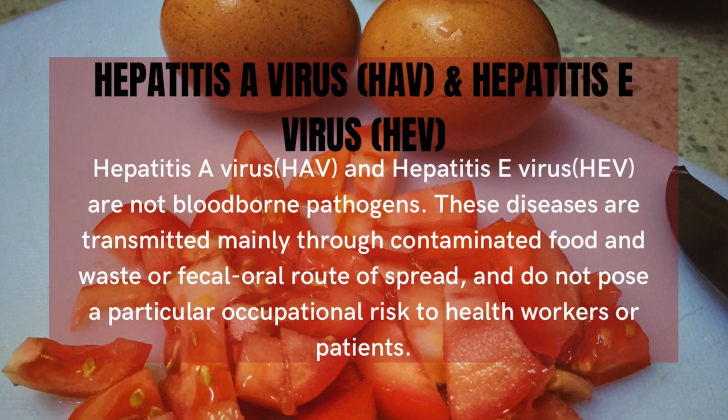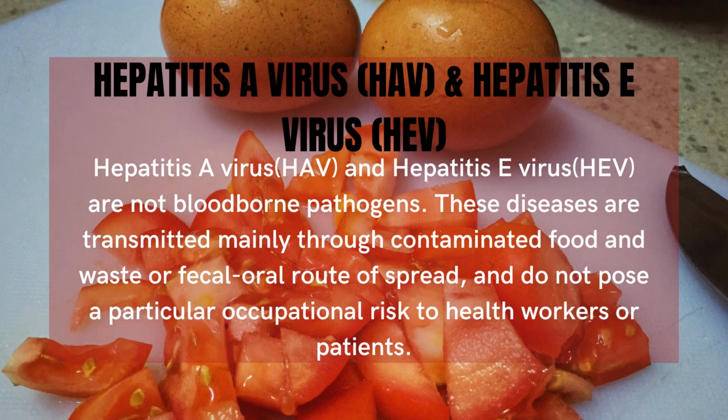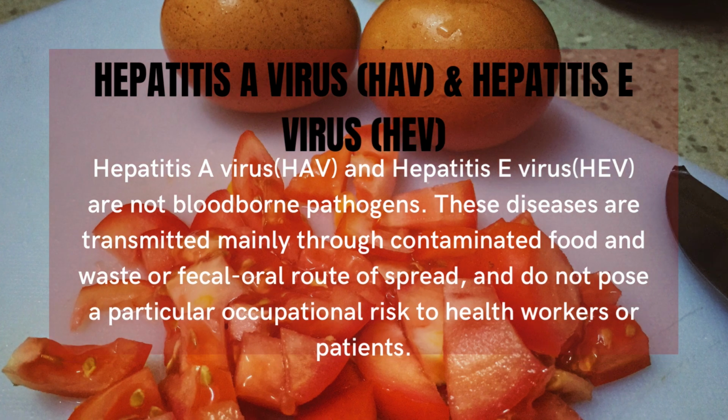Hepatitis A virus or HAV and hepatitis E virus or HEV are not bloodborne pathogens. These diseases are transmitted mainly through contaminated food and waste, or the fecal-oral route of spread, and do not pose a particular occupational risk to health workers or patients.